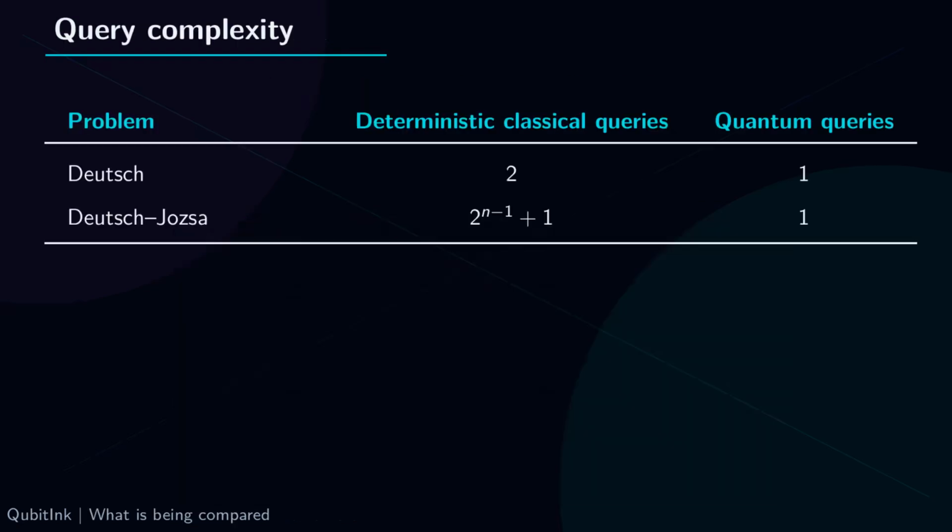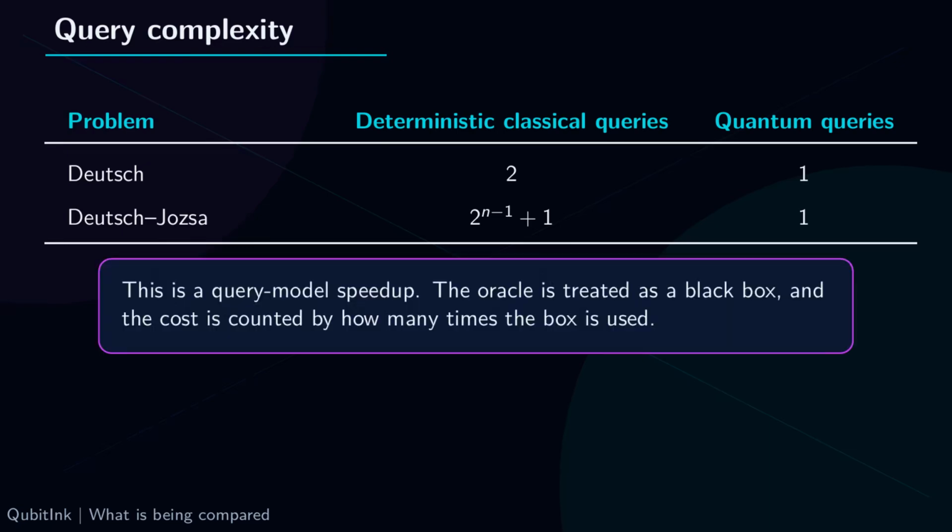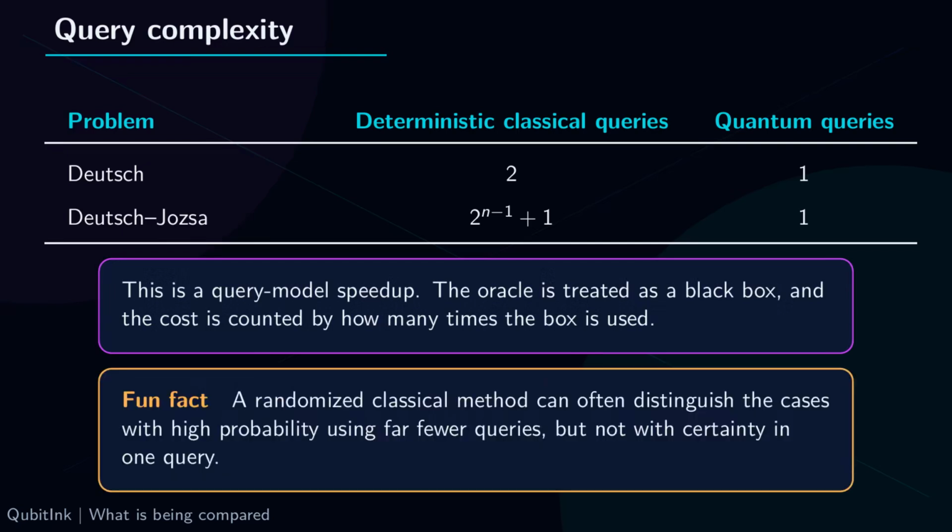This slide compares deterministic classical queries with quantum queries. For Deutsch's problem, a deterministic classical method needs 2 queries, while the quantum algorithm needs 1. For the Deutsch-Jozsa problem, a deterministic classical method needs 2^(n-1) + 1 queries in the worst case. This is because after seeing 2^(n-1) identical outputs, the function could still be balanced. 1 more query is needed to decide with certainty. The quantum algorithm uses 1 oracle query. This is a query model speedup.